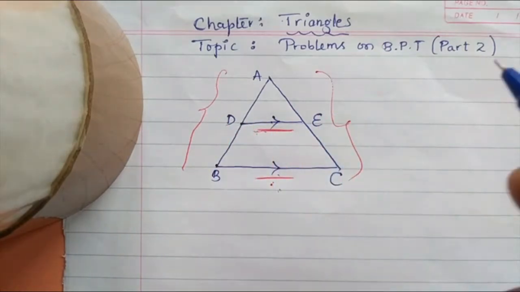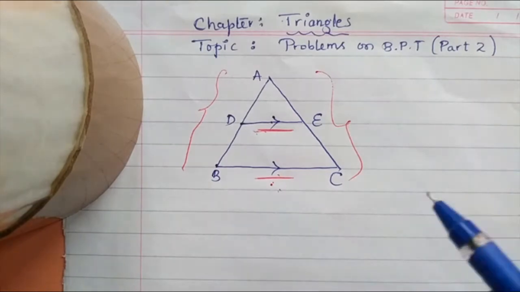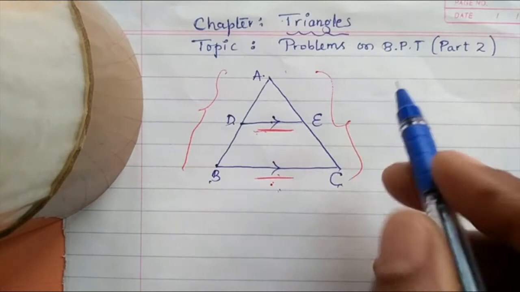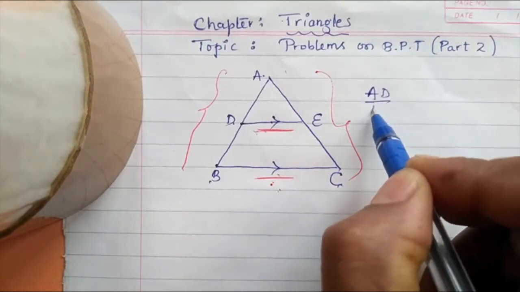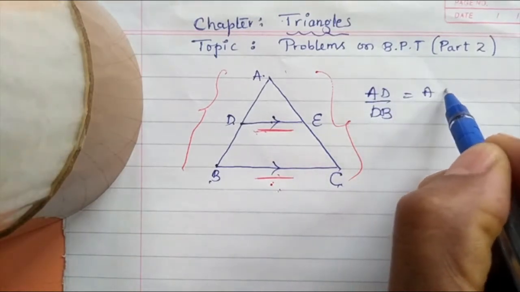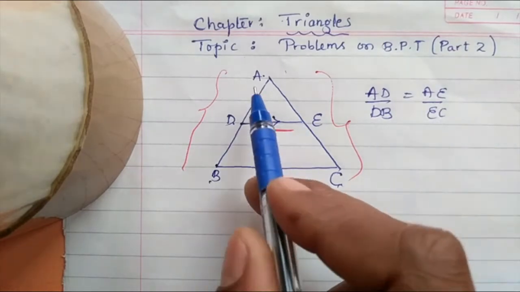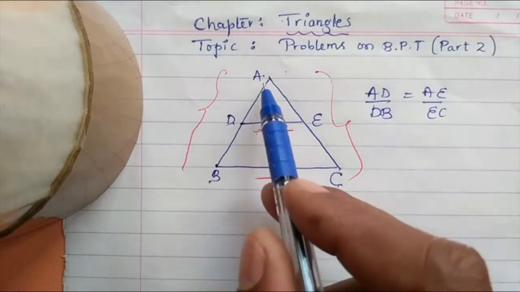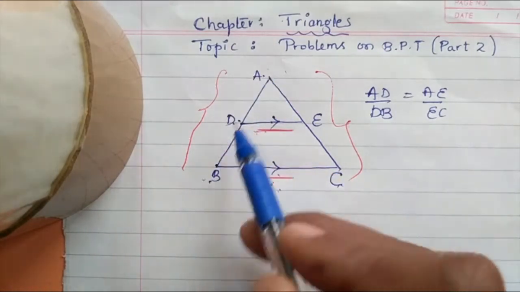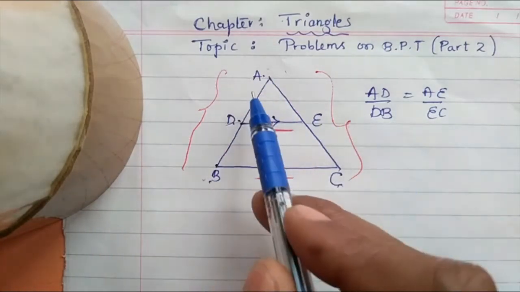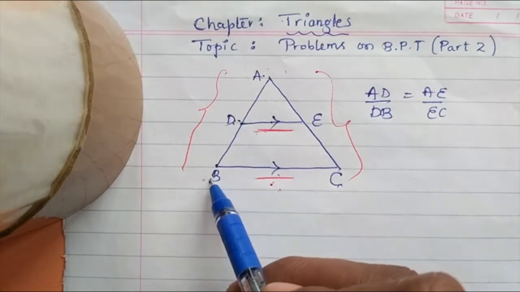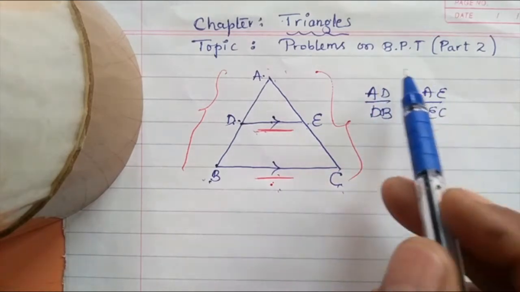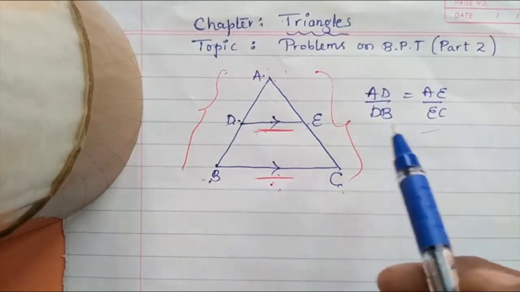These divided sides we can write in many ratios. The first is the part-by-part type, that is AD by DB is equal to AE by EC. This is one method. Another one is part and whole. First type is AD, the part, and the remaining DB; AE, the part, and the remaining EC. These two are in ratios. These things we proved in the BPT theorem.